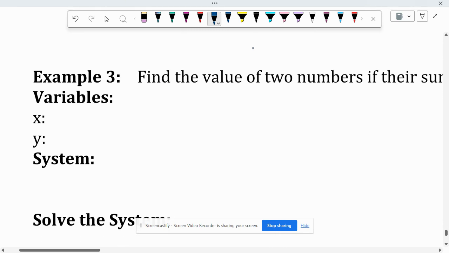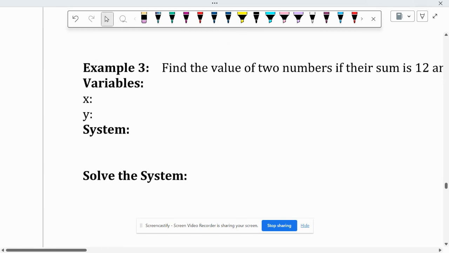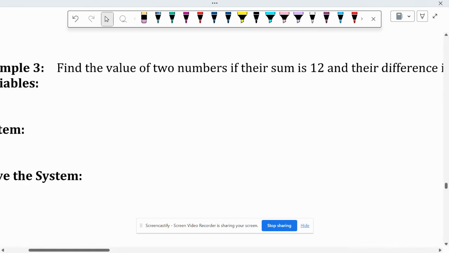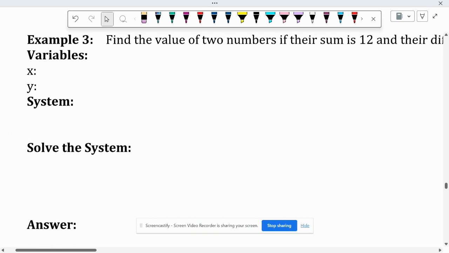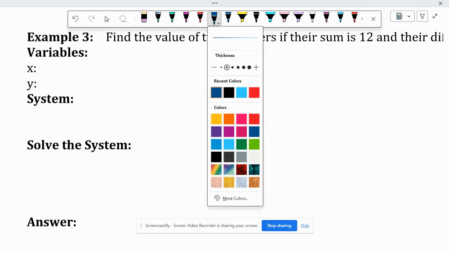This is the typical type of system question that you're going to have. Find the value of two numbers if their sum is 12 and their difference is 8. I know that you can probably just think about that for 30 seconds or less and come up with those two numbers. We still have to define our variables.